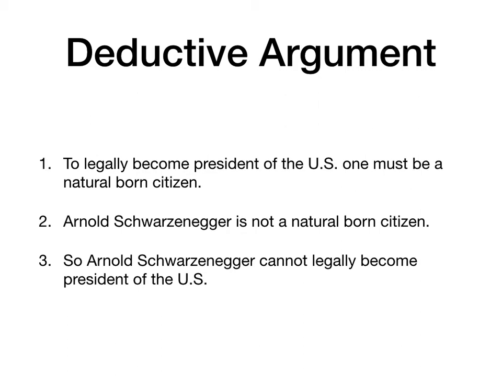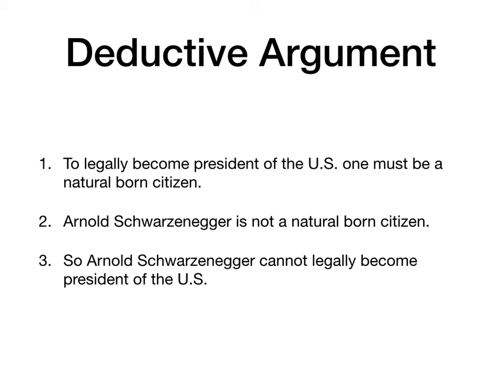He became a citizen later. So Arnold Schwarzenegger cannot legally become president of the U.S. If these premises are true, if it is a legal requirement that you have to be a natural-born citizen and Schwarzenegger isn't, then there's no possible way we can imagine that he could legally become president of the U.S. As long as these premises are true, it is impossible for him to legally be president.